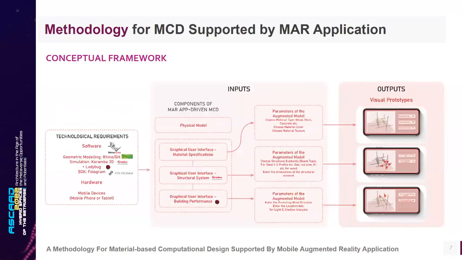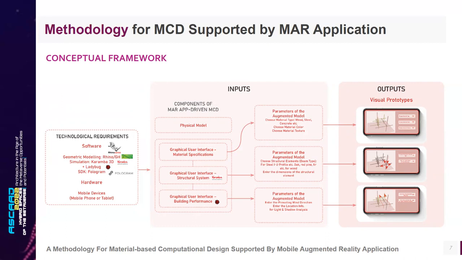So a mobile augmented reality application is proposed in order to fill a gap in the literature connected to architectural design, construction, and related educational approaches. The study's methodology entails superimposing three elements: material properties, structural system, and building performance analysis onto a physical model with a MAR interface, and three visual prototypes are proposed.